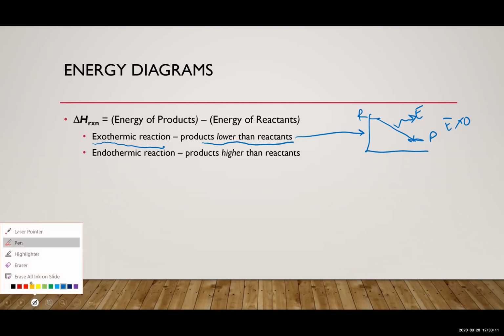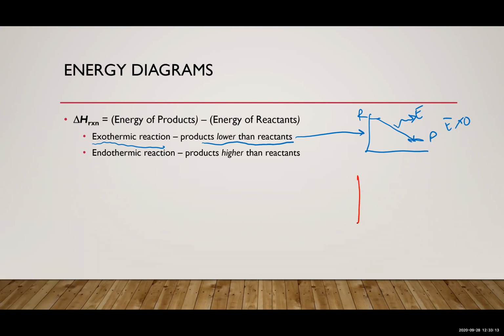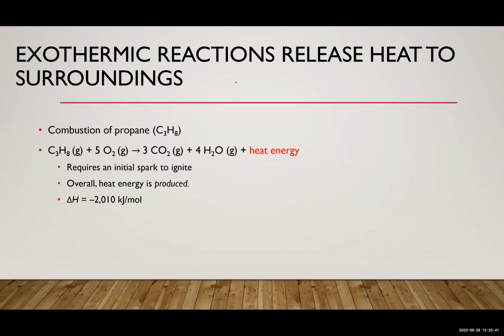In endothermic reactions, your reactants will be low, products will be high. So you go from low to high. So you need to absorb energy in. This product energy will be higher than the reactant. And the overall energy of reaction is again energy of product minus reactants. So you can calculate how much energy is released or absorbed. Okay. Let's look at some examples.